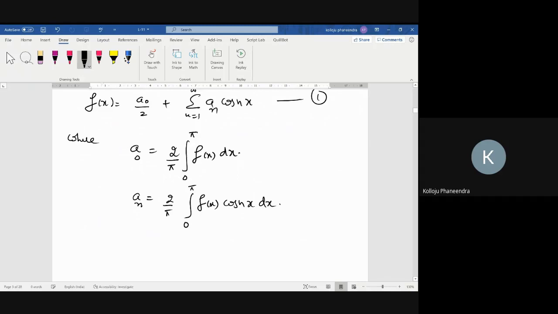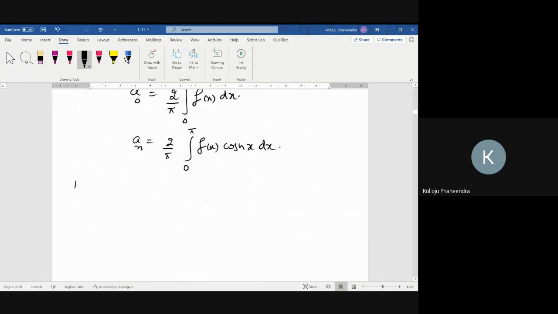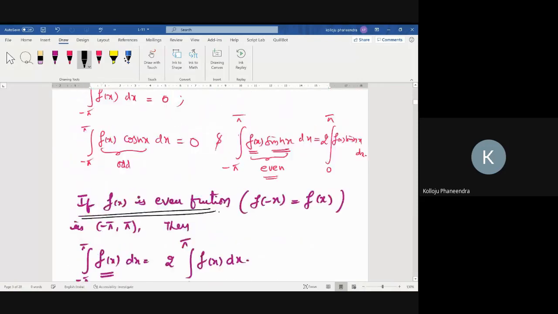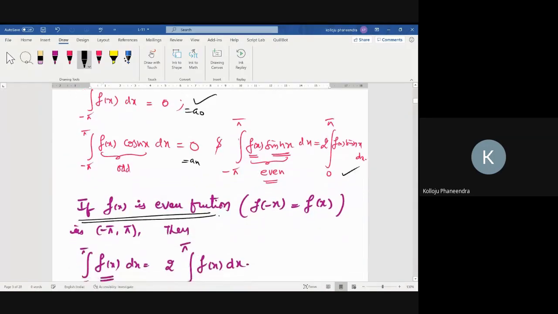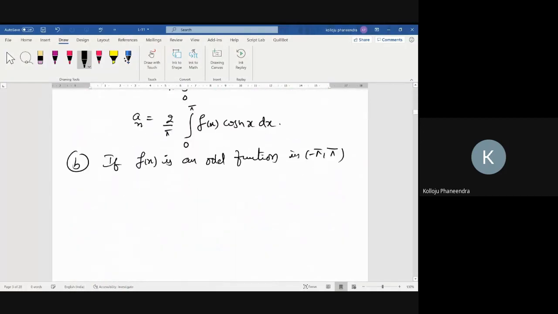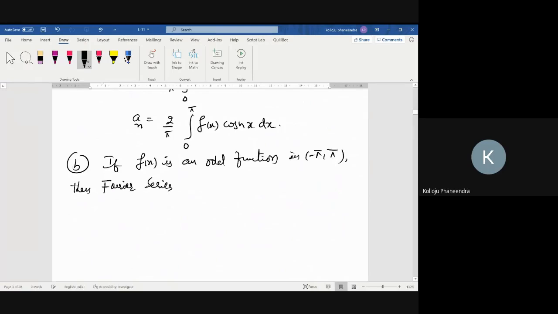Okay, this is about the Fourier series of an even function. Now the point B: if f of x is an odd function in minus pi to pi, what integrals are zero? The a0 value and the an value, both are zeros. Only bn will be there. Therefore, the Fourier series of f of x is: a0 is 0, an is 0, so only bn sine nx will be there.